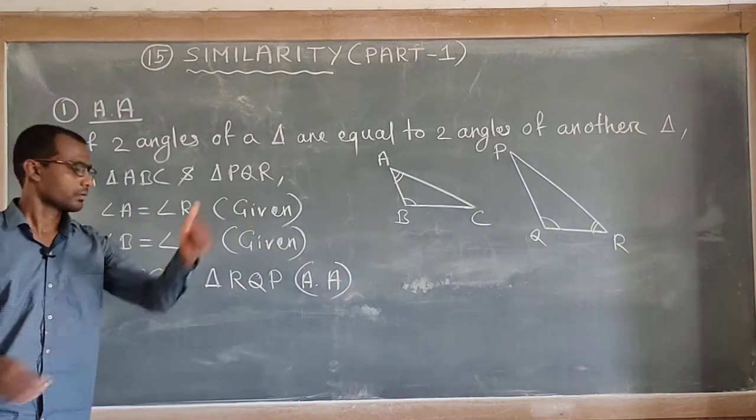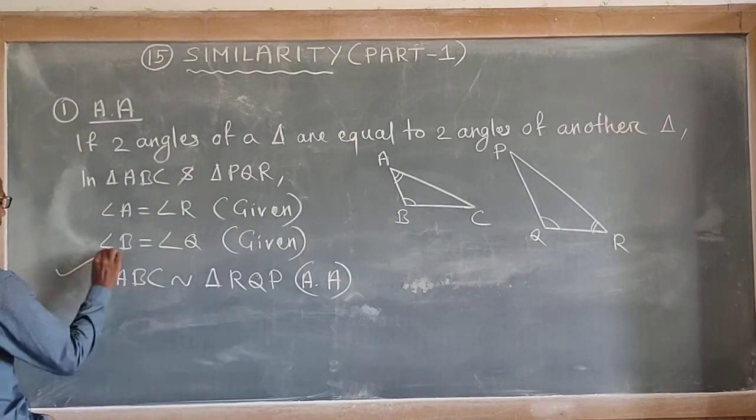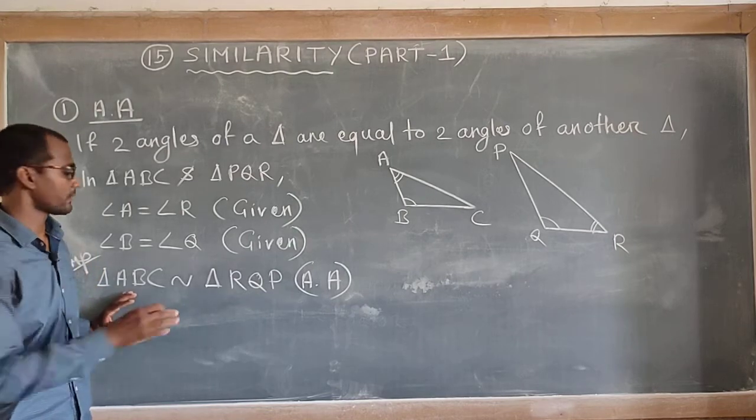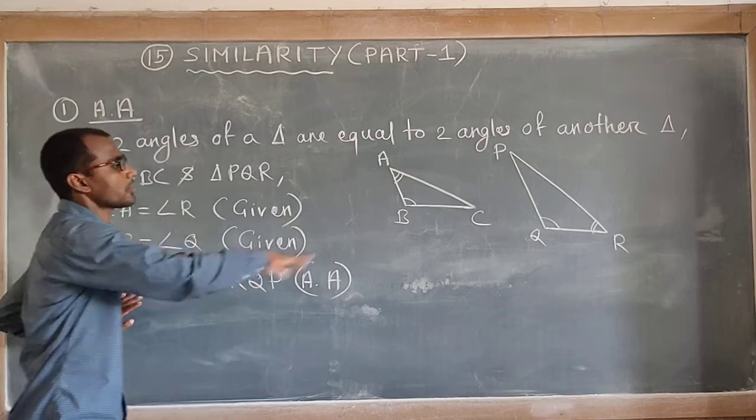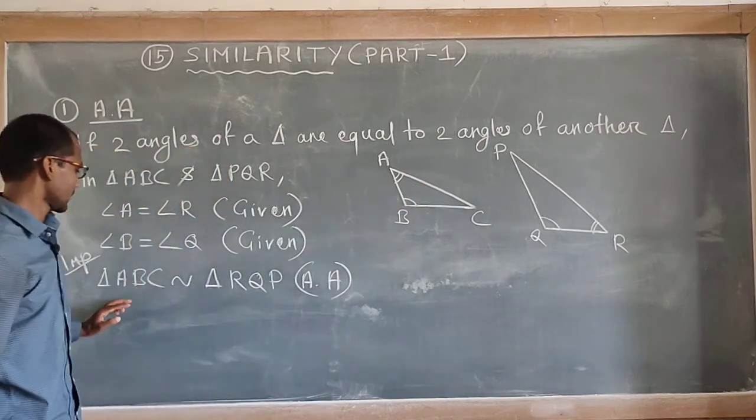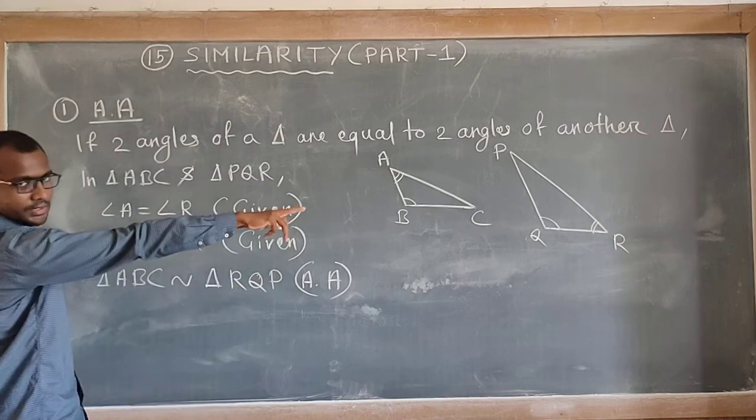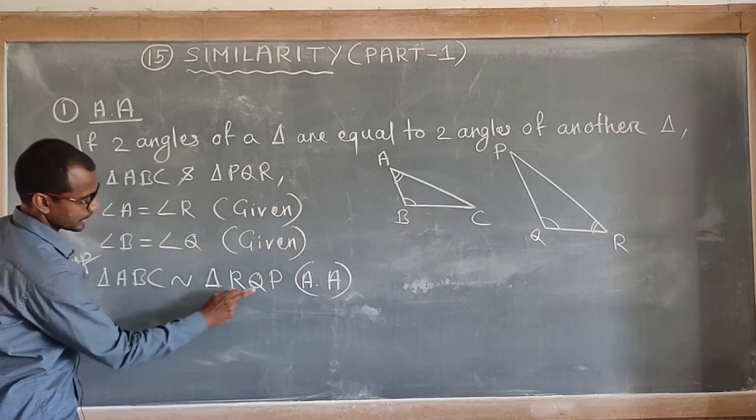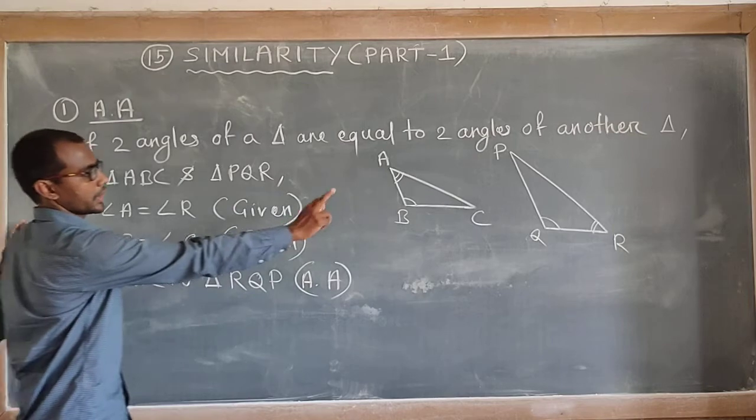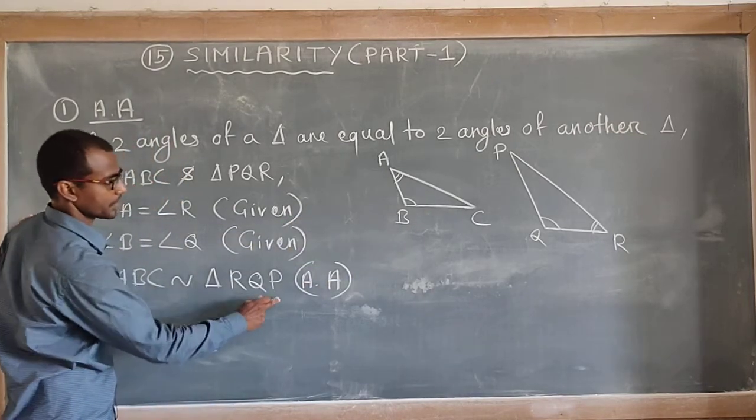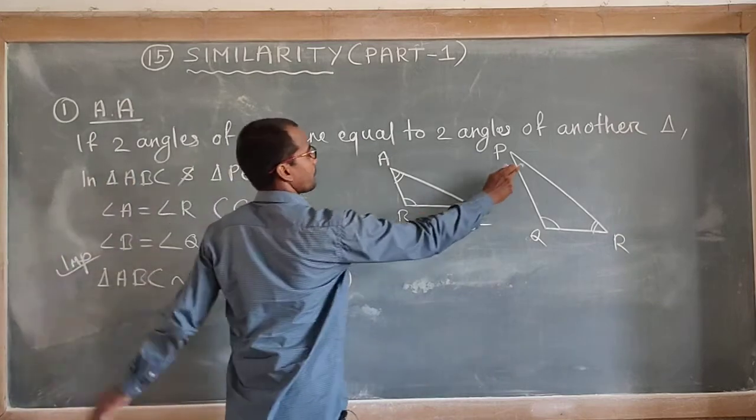Once you get the order, this is very important. Once you get the order, you get everything from here. You don't need to look at the figures. Now you can check: angle A is equal to angle R. See the figure. Angle B is equal to angle Q, the middle one. Last option, angle C will be equal to angle P.